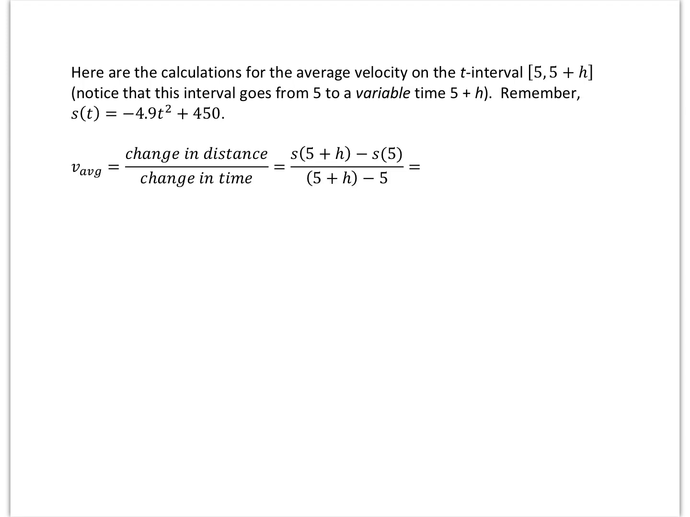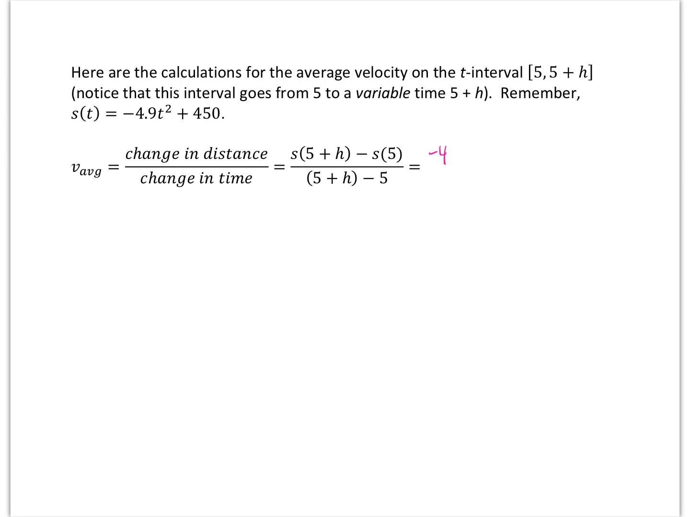So let's actually do the calculation. I want to calculate the average velocity over the time interval 5 to 5 plus h. Remember my height formula is -4.9t squared plus 450. So my average velocity from t equals 5 to t equals 5 plus h would be change in distance over change in time: s of 5 plus h minus s of 5 over 5 plus h minus 5. s of 5 plus h is just function notation. It means in the formula for s, everywhere we see a t, replace it with a 5 plus h.